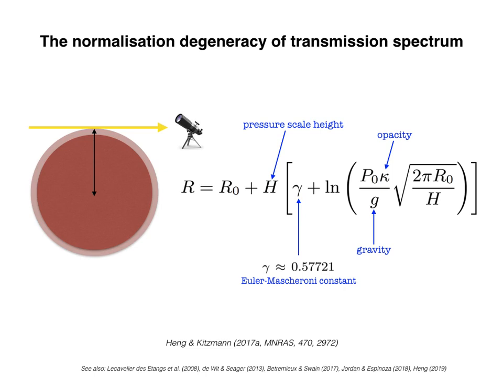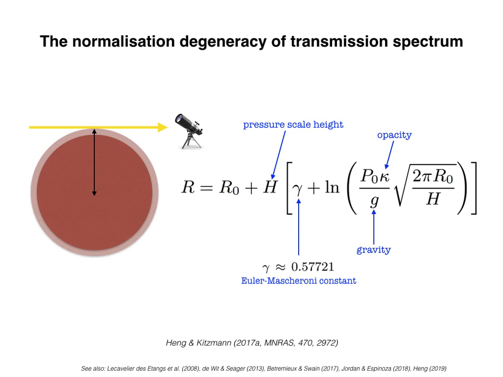the transit radius. And this is the outcome of a long string of papers going back to the classic paper by Lecavelier des Etangs et al. in 2008, de Wit and Seager, Bétrémieux and Swain, and Jordan and Espinosa, and so on. And our contribution to this was a paper in 2017 by Heng and Kitzmann.